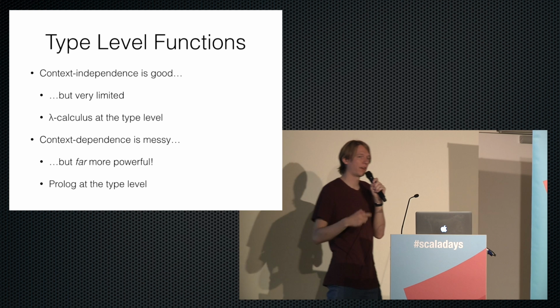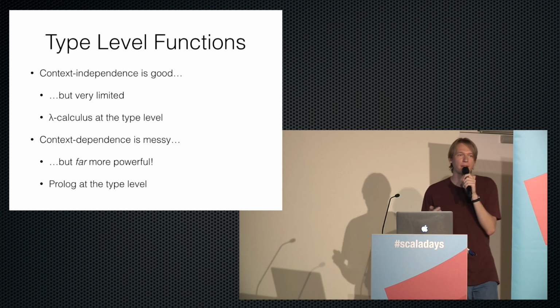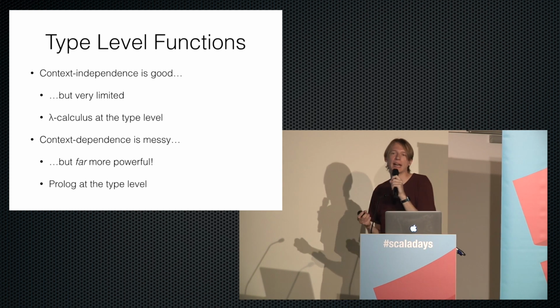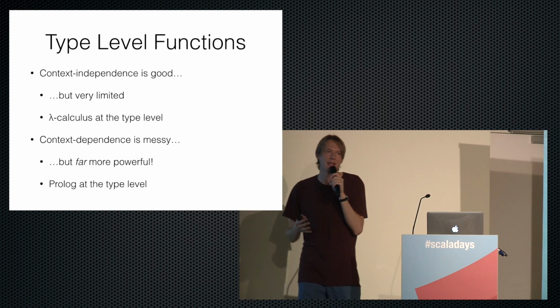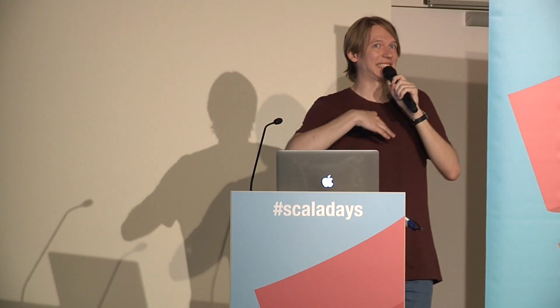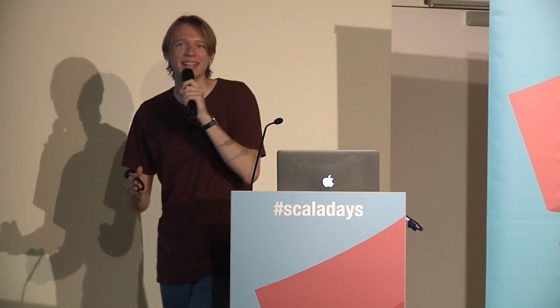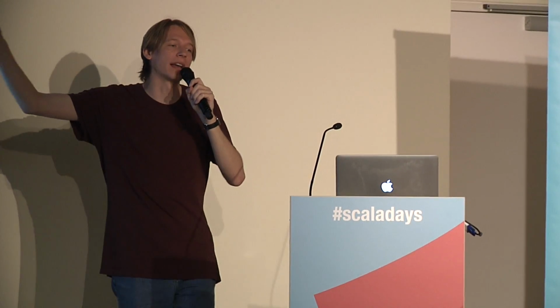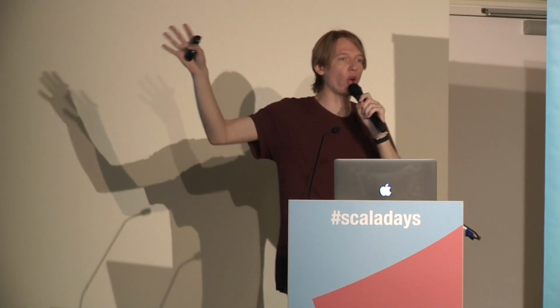So context-independent functions are good, but they're very, very, very limited because they're basically giving us lambda calculus at the type level. And anyone who knows lambda calculus knows that it is Turing complete, but God, it's going to suck to prove that, right? You can encode anything you want in lambda calculus, but you don't want to. Turing complete, not Turing pleasant.